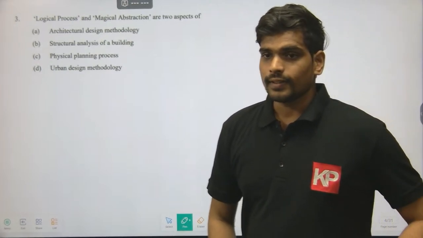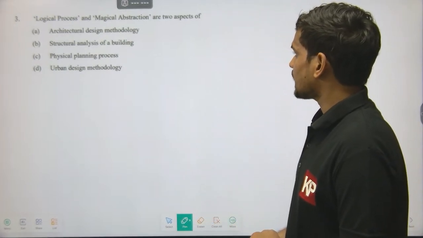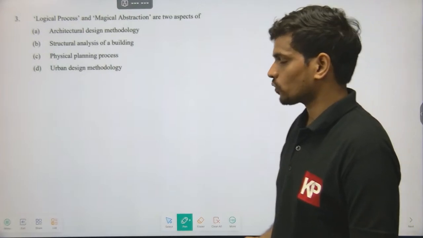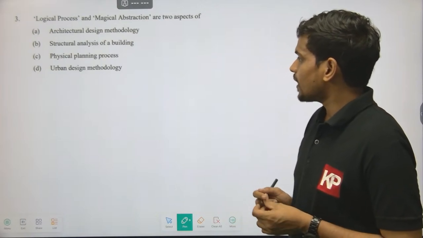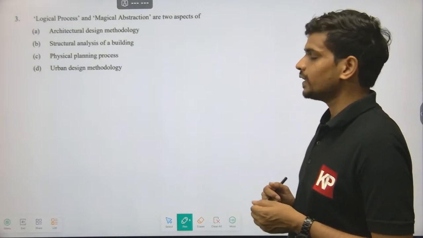Moving on to the next one, the third question. Logical process and magical abstraction are two aspects of. The options given are architectural design methodology, structural analysis, physical planning, and urban design methodology.